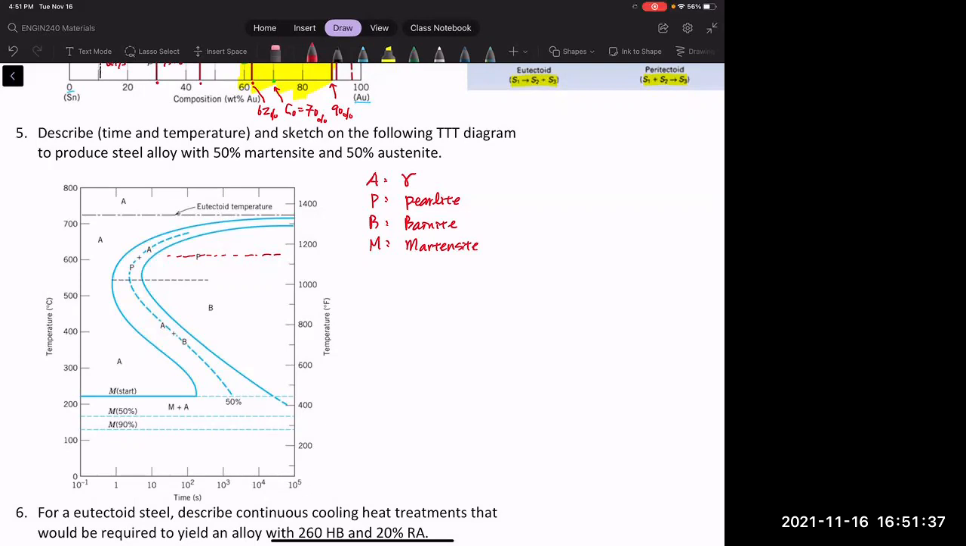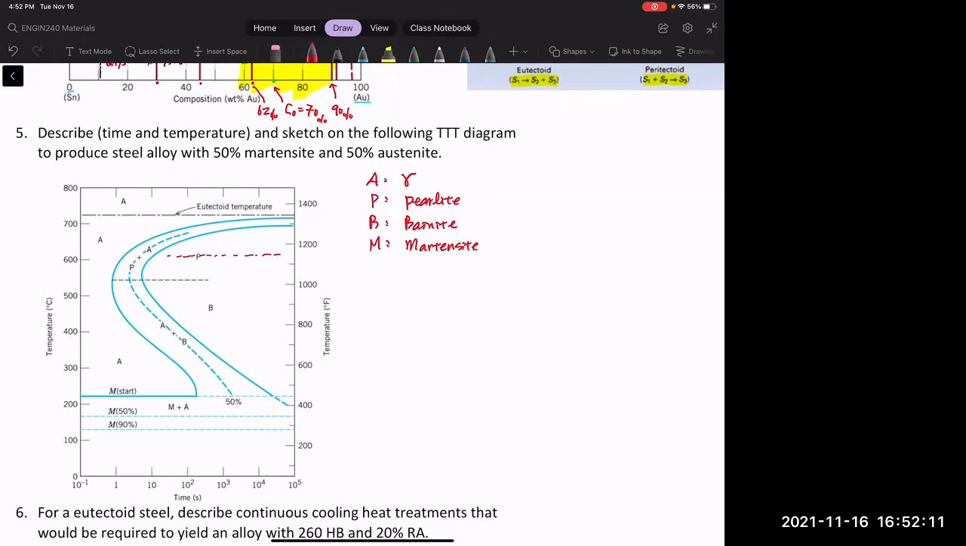The coarse one is going to have a thicker layer, but the fine one will have a thinner layer. Okay, so here they just give you one example. They want you to find how you draw a line to represent that you're going to produce a steel with 50% martensite, 50% austenite.